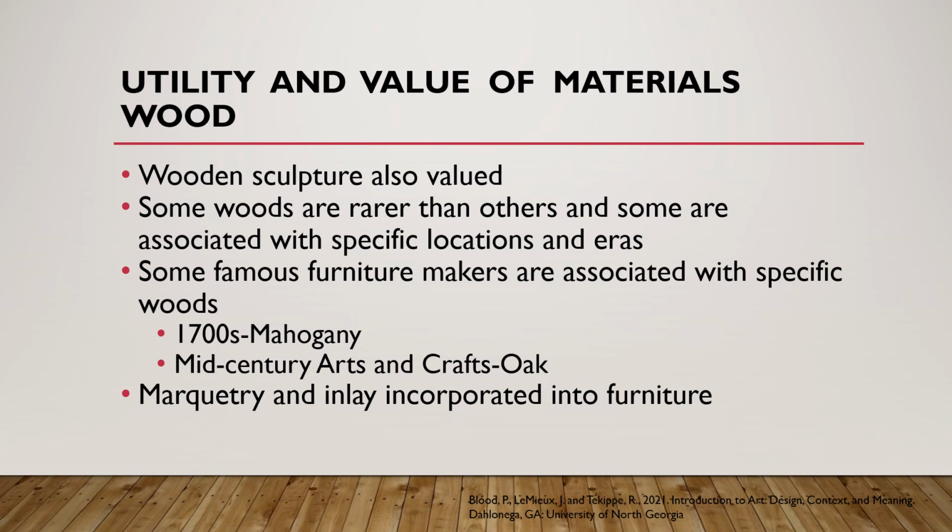Furniture makers, a lot of times, are also known for specific types of woods and even specific decorative additions. Mahogany was a wood that was widely used in the 1700s. When you start talking about mid-century arts and crafts movement, oak became the wood of preference. Now, marquetry and inlay are two decorative elements that were often incorporated into the furniture.